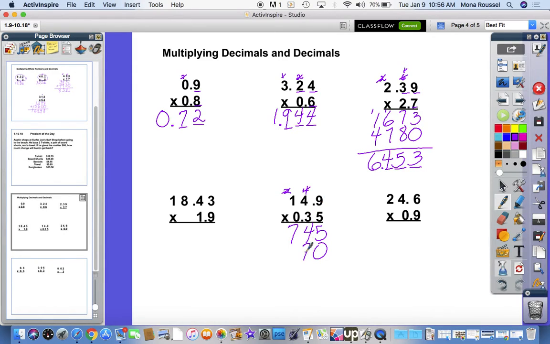3 times 9 is 27, and then we'll keep multiplying, add those 2 products to get our final answer in which we need to place the decimal. So there's 1 decimal place in the first factor, 2 in the second factor, that's a total of 3 decimal places. So we have to show 3 decimal places in the product, so we get 5 and 215 thousandths.